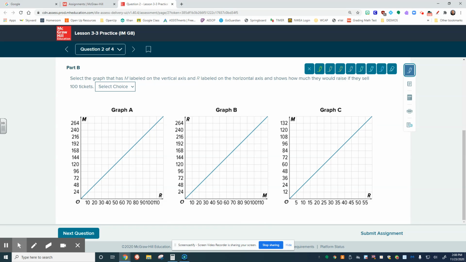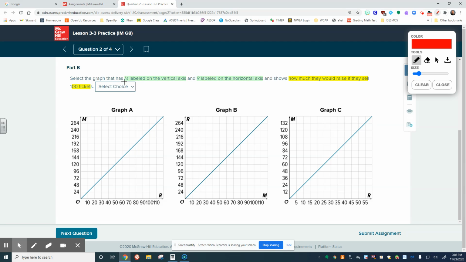Read the problem, select the graph that has M labeled on the vertical axis and R on the horizontal axis, and shows how much money they would raise if they sell 100 tickets. All right, so we need to figure out which one of these would show 100 tickets and the correct value for that 100 tickets. As we look at this, remember that we just talked about M is labeled on the vertical axis. I see R right here on the vertical axis. Graph B is gone.